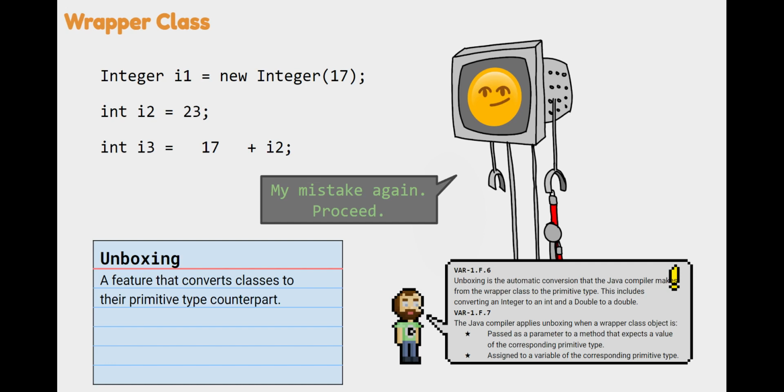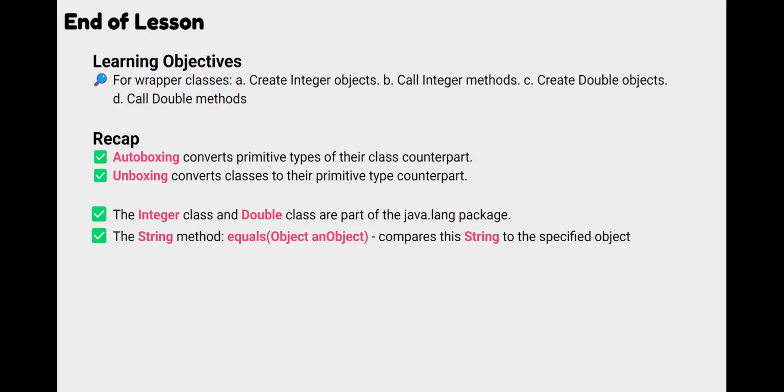Also, the Java compiler applies unboxing when a wrapper class object is passed as a parameter to a method that expects a value of the corresponding primitive type, and when a wrapper class object is assigned to a variable of the corresponding primitive type. That's it for autoboxing and unboxing.